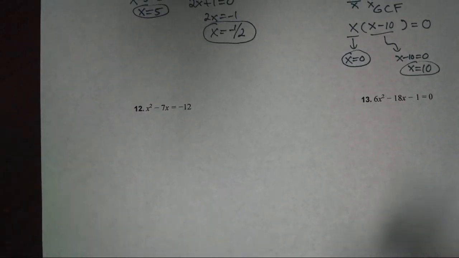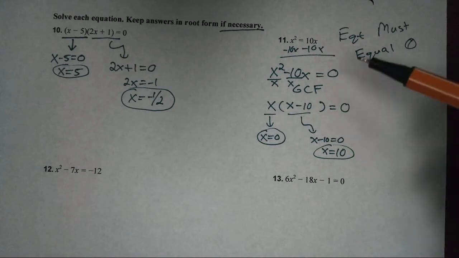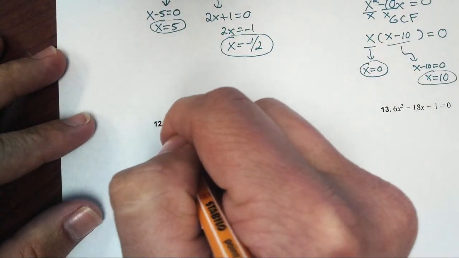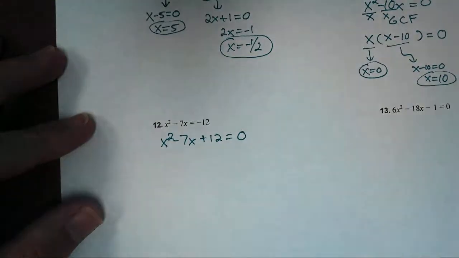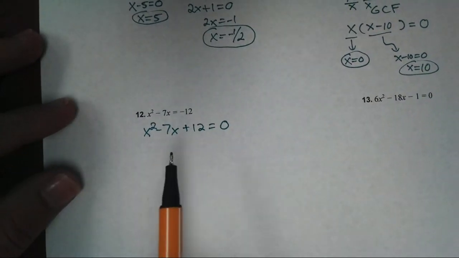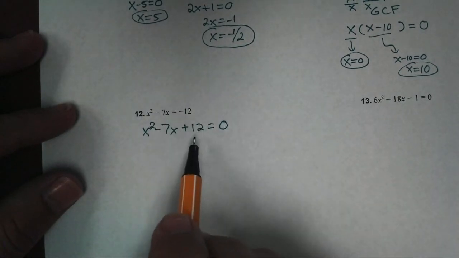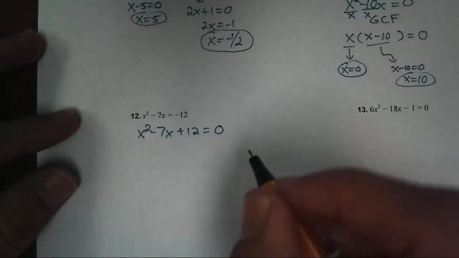All right, number 12. X squared and x's, we go back to that statement that the equation must equal 0. So let's add the 12 over. So x squared minus 7x plus 12 equals 0. So now we're going to try to factor. Find two numbers. This would be a diamond. Two numbers that add to give you negative 7, multiply to give you a positive 12.